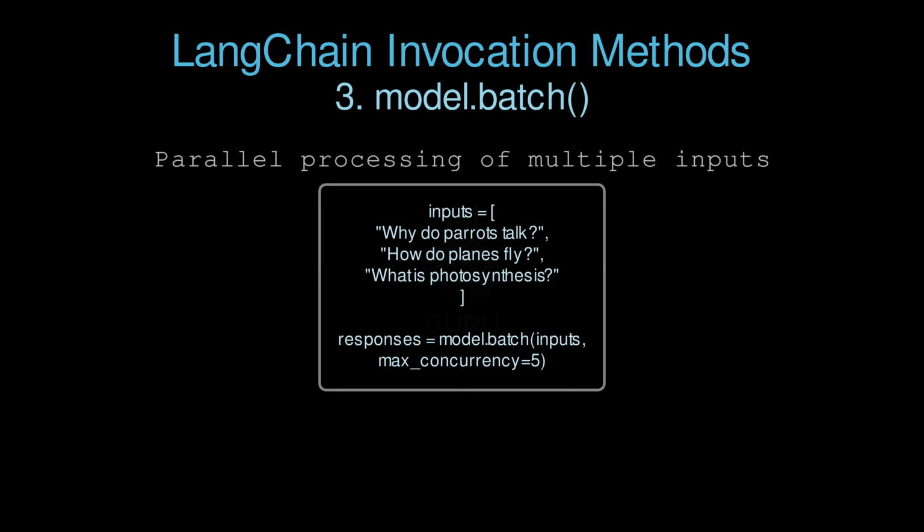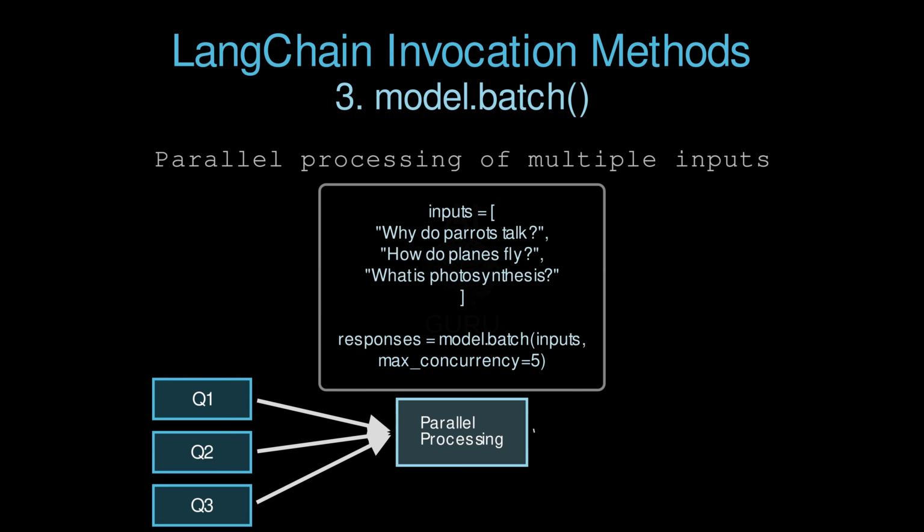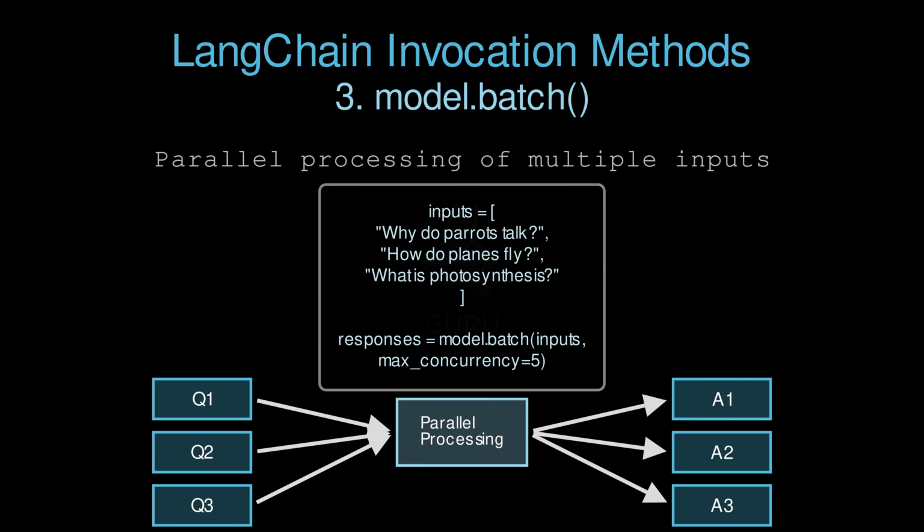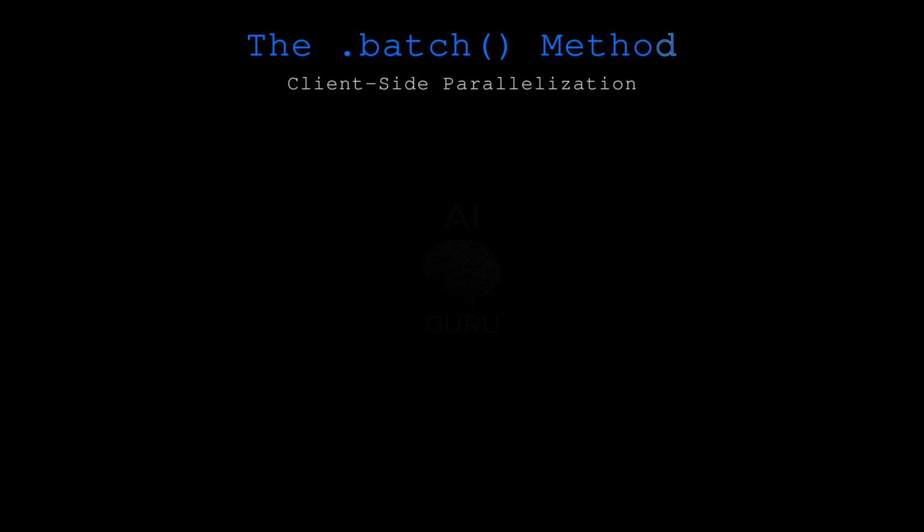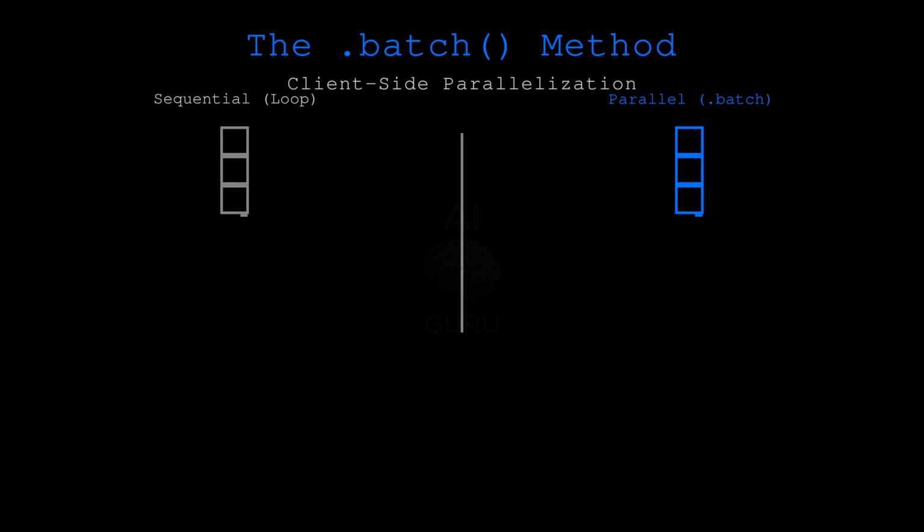But let's define it first. Imagine you have 10 totally different questions. Why do parrots talk? How do planes fly? Hold on. You could just loop through them and call invoke 10 times. Right. But that's slow, because it's sequential. You wait for the first one to finish before starting the second. Right. Model.batch lets you do them all in parallel. Exactly. It takes a list of inputs and fires them off at the same time.